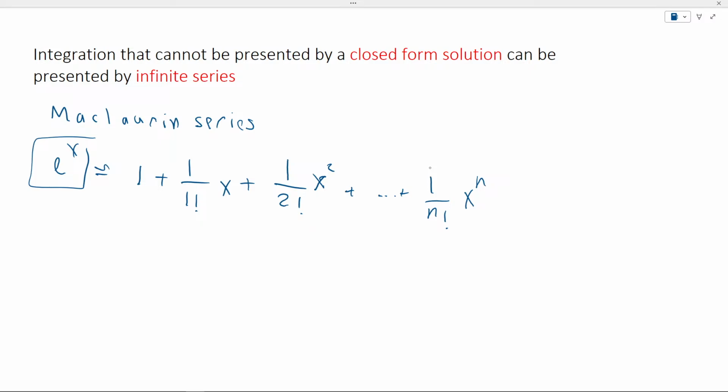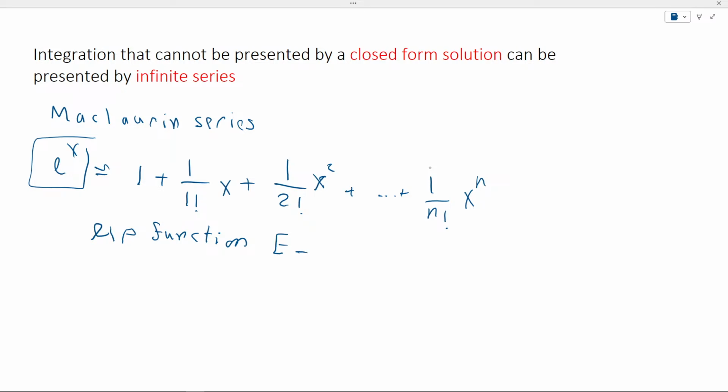What are other integral functions? There are several integral functions, and these integral functions have an infinite series solution. An example is the exponential integral function. That's an example of an integral function.